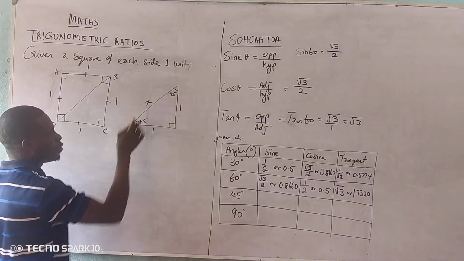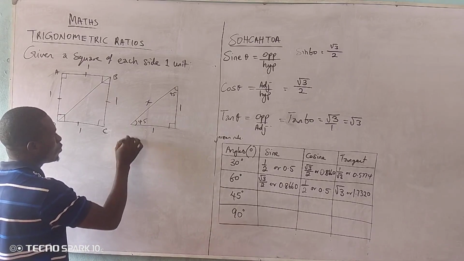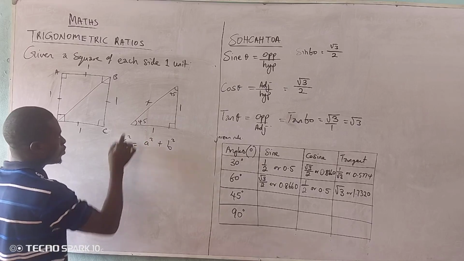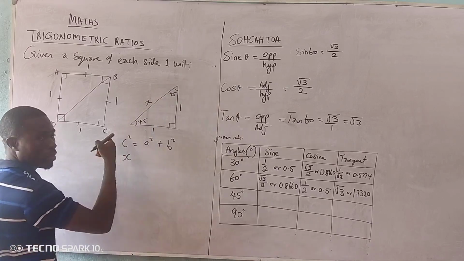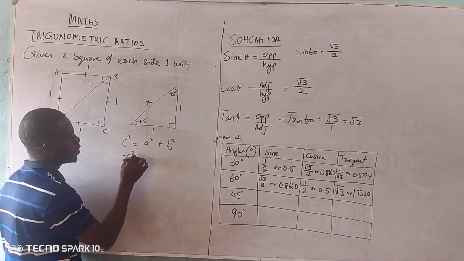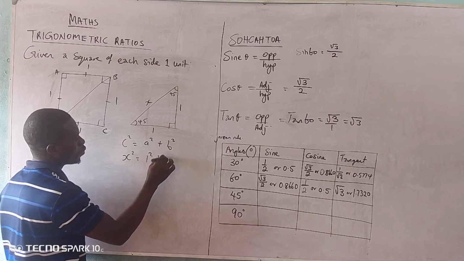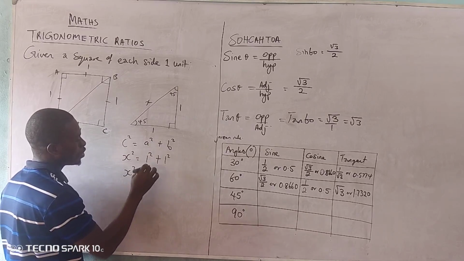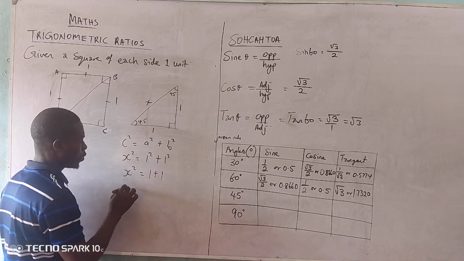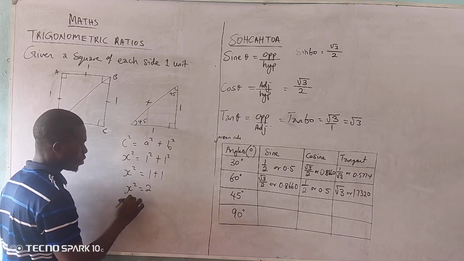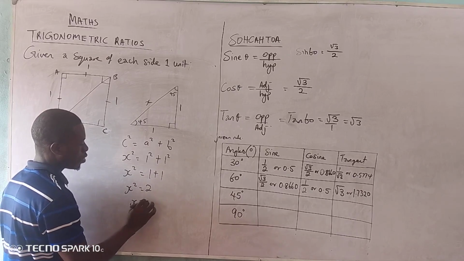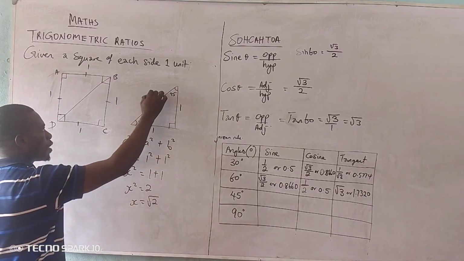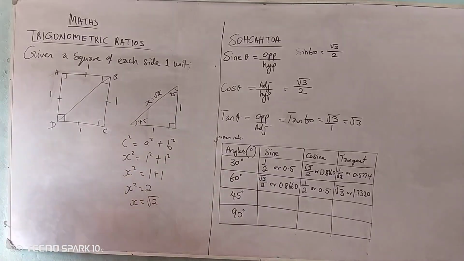Now to find the unknown x using Pythagoras rule, c squared is equal to a squared plus b squared. So our c squared is x, the longest side of the triangle. So x squared is equal to 1 squared plus 1 squared, which is 1 plus 1, so x squared is equal to 2. So our x is equal to root 2. So that's what we are going to use as our hypotenuse, root 2.